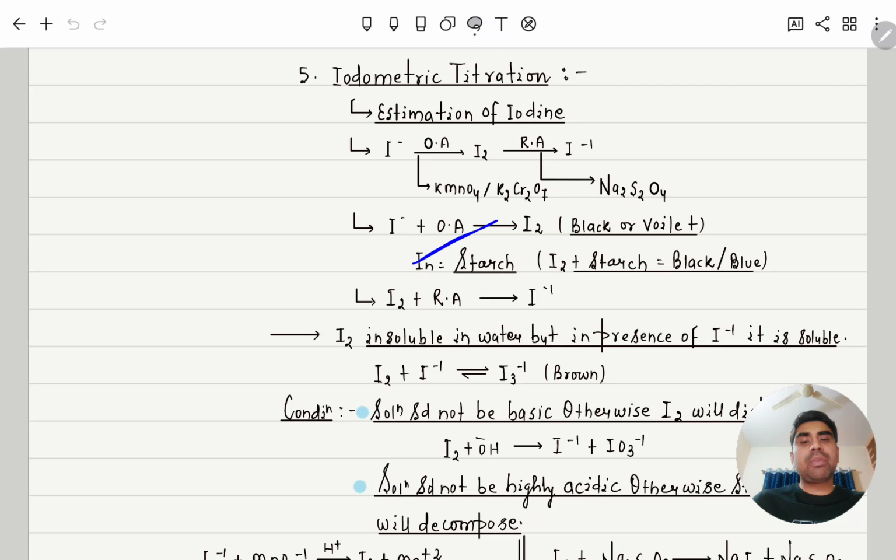In that, the indicator we will use is starch. The I2 will adsorb on the starch, and its color will also be black or blue. Then in the iodimetric titration, I2 reacts with a reducing agent and forms I minus. So the first step is iodometric, the second step is iodimetric. This I2 is insoluble in water, but due to the presence of I minus it becomes soluble in water and forms the triiodide ion, which is brown in color.